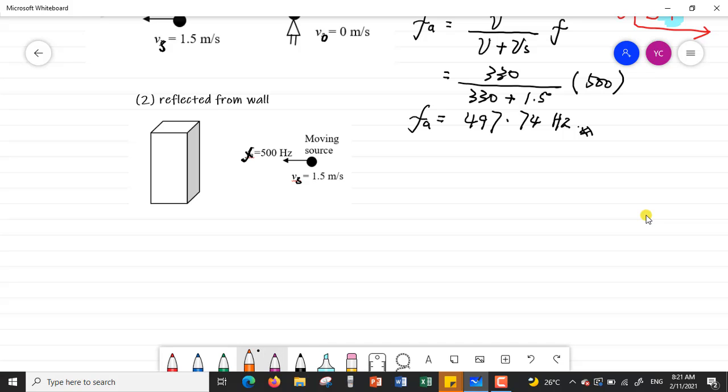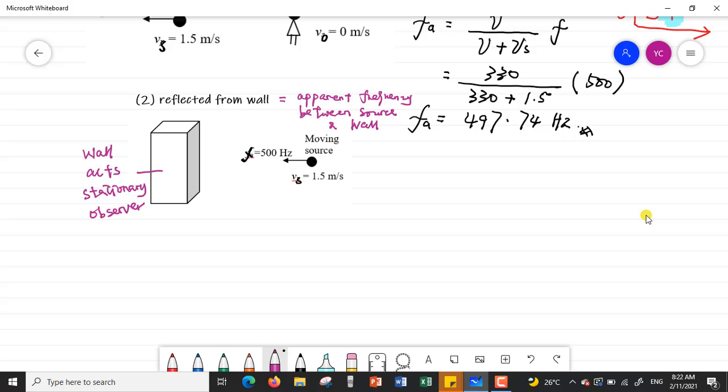So the sound reflected from the wall actually is the apparent frequency between the vessel as our moving source and the wall. So now the wall will act as a stationary observer. The wall will act as a stationary observer, where it will receive the sound from the moving source, our vessel. After that it can reflect back and be received by our observer. So we need to get what frequency is reflected from the wall, which is equal to the apparent frequency in between the moving source and our wall. Okay, so our wall will act as a stationary observer.